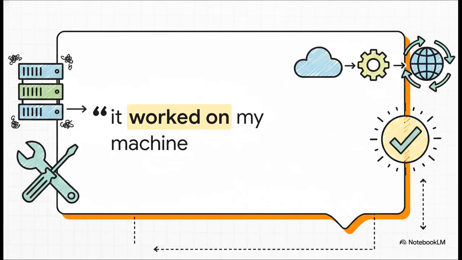Yes, the classic. We've all said it, right? It's the ultimate developer excuse when something that worked perfectly for you suddenly crashes and burns in production. Well, in this explainer, we're moving past that. We're going to learn how to ship professional-grade software that works consistently, everywhere, every single time.